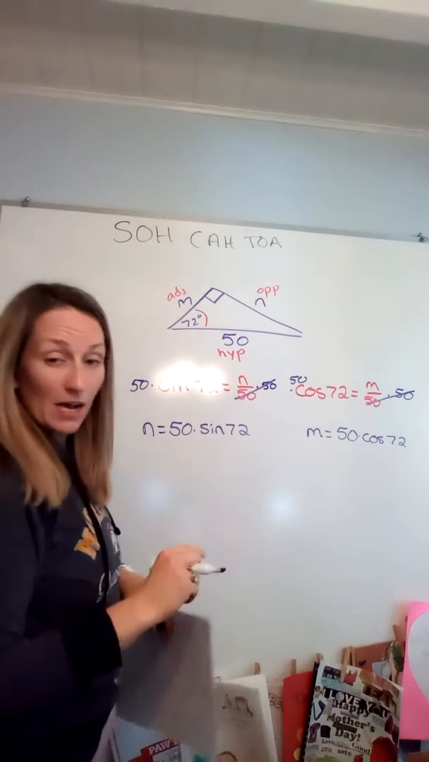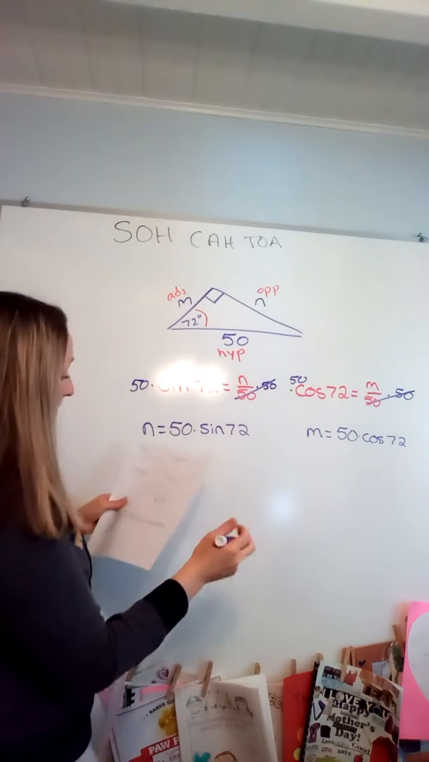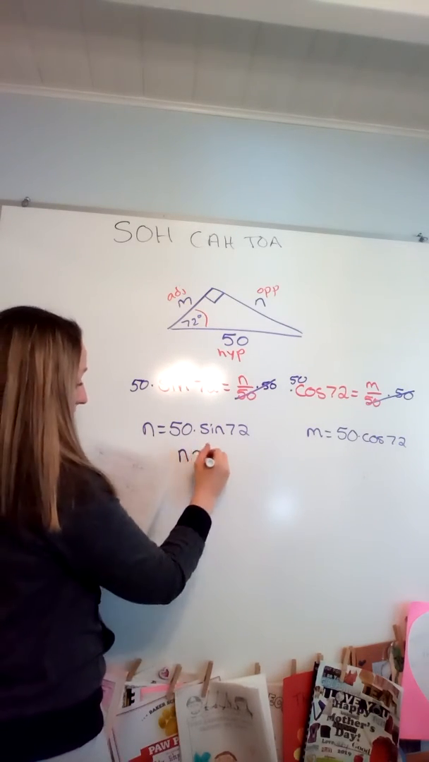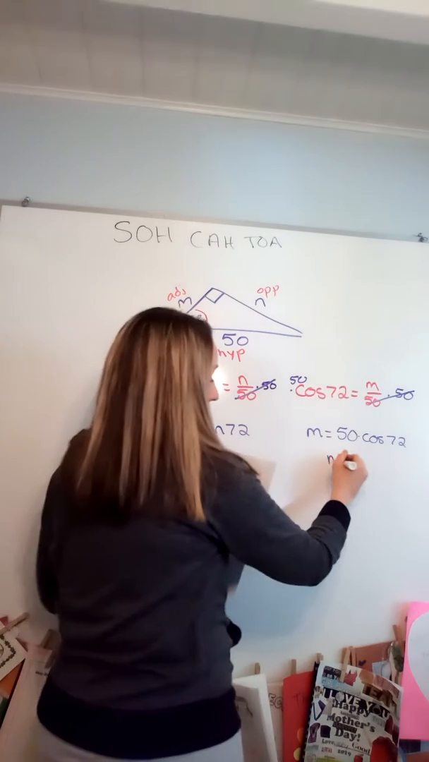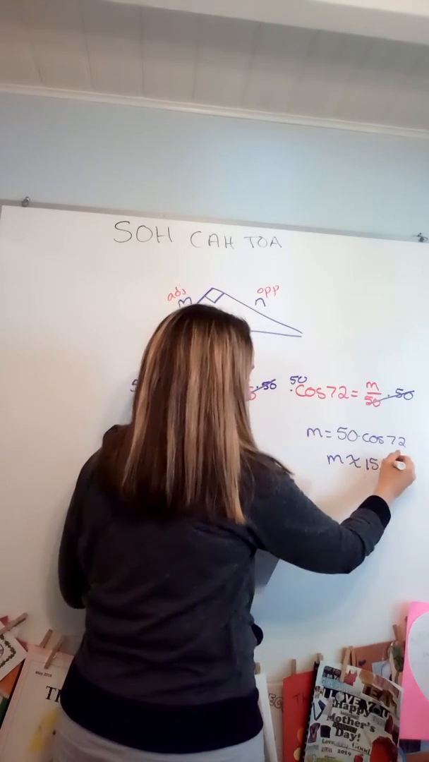Again, to save time, I'm not going to show you me typing that into the calculator. I think you guys can figure that out at this point. I'll just make sure you get the right answers. So type that into your calculator. Make sure you get n is approximately 47.6. And for m, type that into your calculator. Make sure you get approximately 15.5.